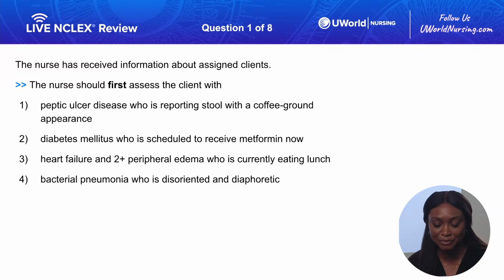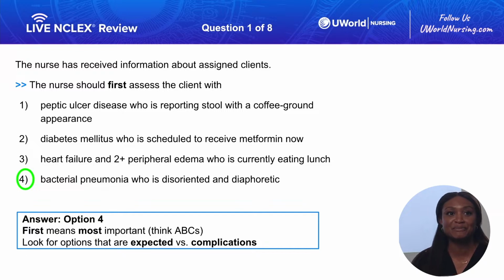I see some people putting some study tips of acute versus chronic. That is actually very good. If we're dealing with an acute situation rather than a chronic or history-of type situation, acute would definitely want to be assessed first. So that's a good little study tip. Good job, guys. And lots of correct answers of option number 4, bacterial pneumonia, who is disoriented and diaphoretic.